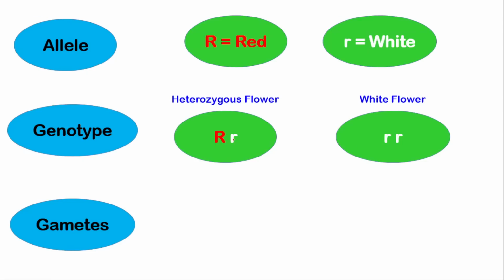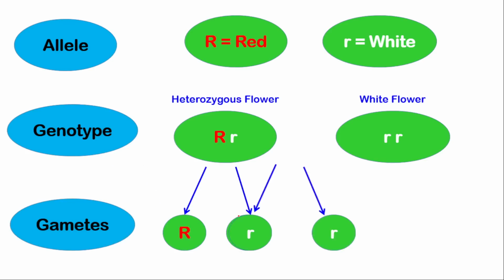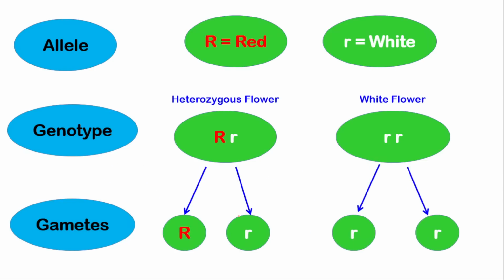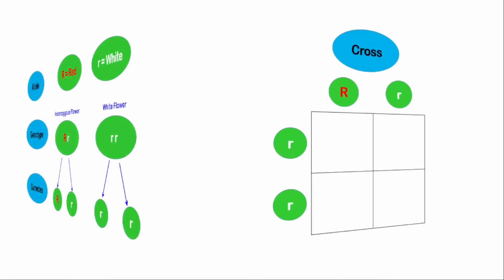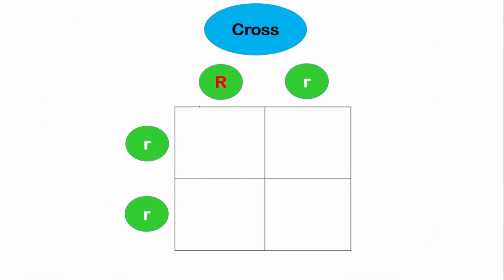Now the gametes are how we separate the genotypes. The heterozygous is uppercase R, lowercase r, and those are the possible gametes. For the white flower, we can only have small r gametes. Now we put these in the Punnett square: the heterozygous flower on the top, and the white flower on the side. There's no rule that says you must put one on the top and one on the side. You can put either one there. The results will be the same.